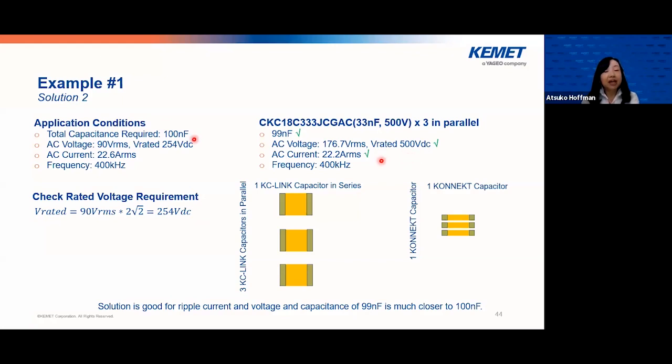AC current is 22.2 amps. It's a little bit shy of the target value, but it probably works. So it depends on how you decide. So this solution would work. You can put these 3 discretely like this, or if you don't have the board space, you can put them in one connect format, and then you can save a lot of space on the board.